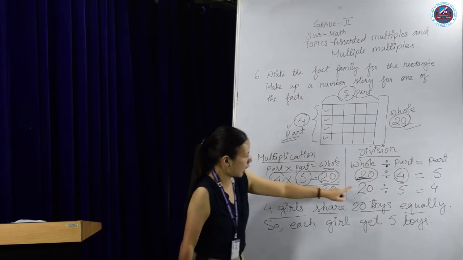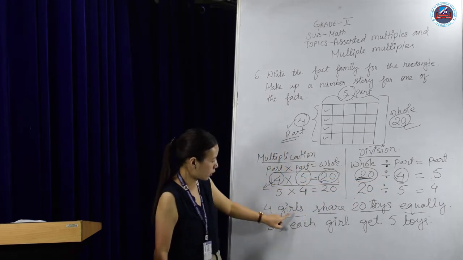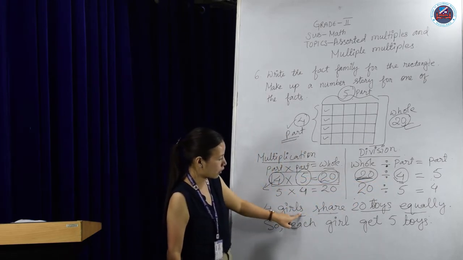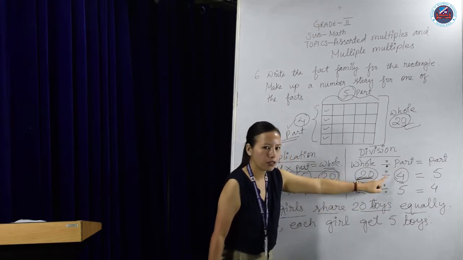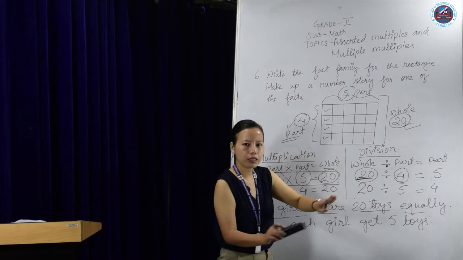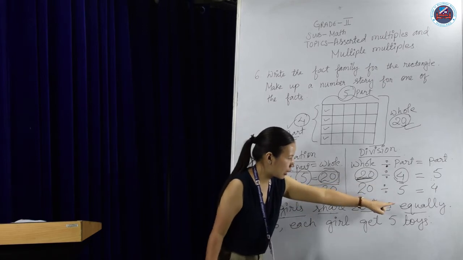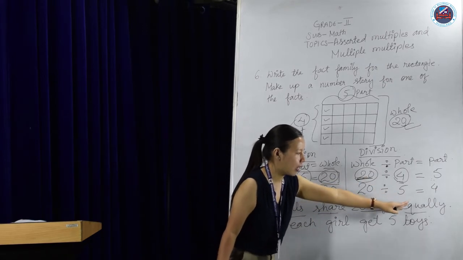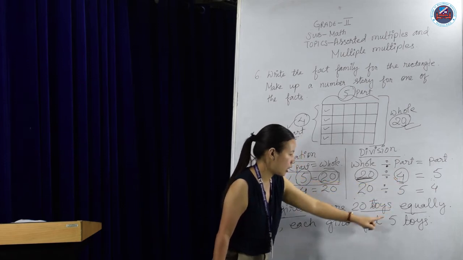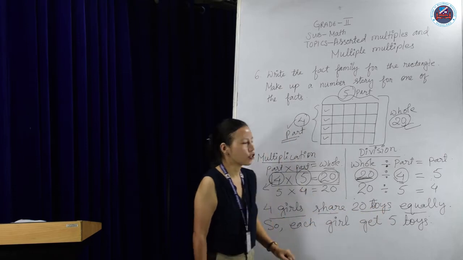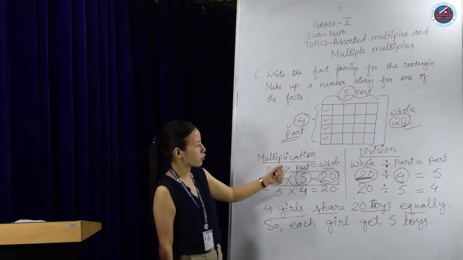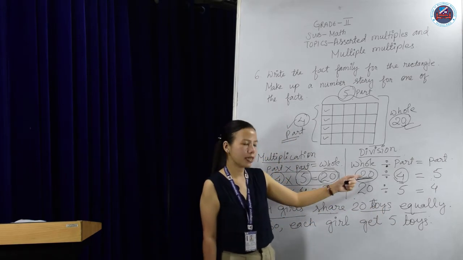That is, I've taken this 4 as 4 girls, that is 4 girls share 20 toys equally. Since divide means we'll split into equal parts, so equally, 20 toys have been shared between these 4 girls. So each girl gets 5 toys. So that's how we write the number stories for multiplications and divisions.